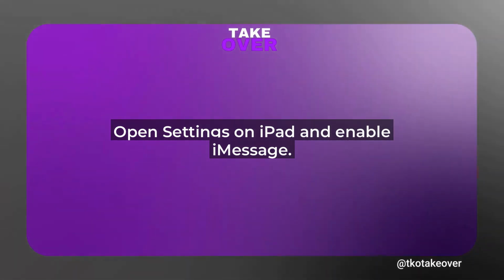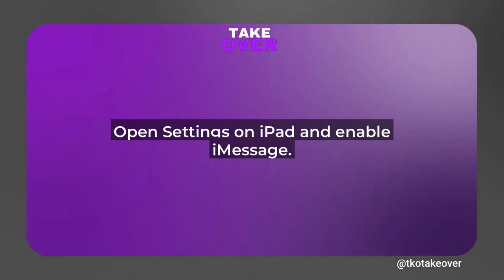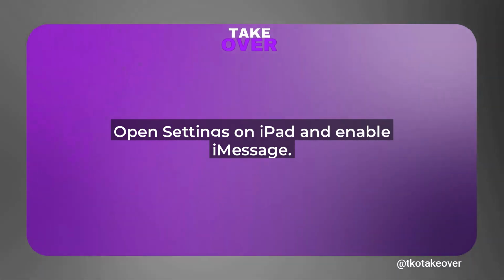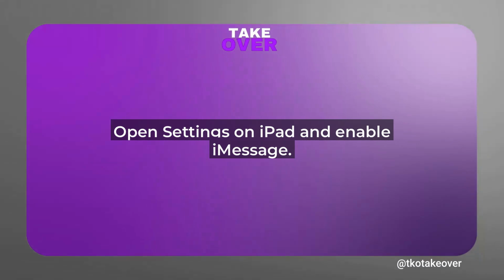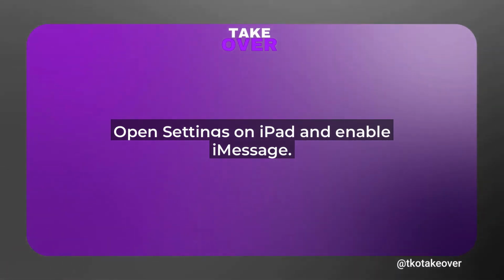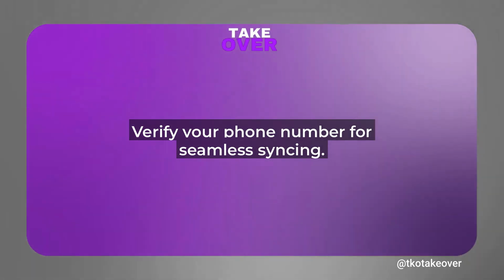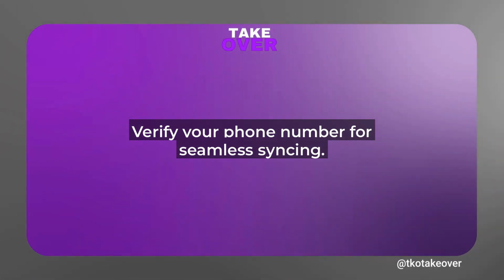Head over to your iPad's Settings app. It's that gear icon on your home screen. Scroll down and tap on Messages. Here, you'll see an option for iMessage. Toggle that switch to turn it on. If you haven't already, you'll be prompted to verify your phone number, which ensures your texts sync properly.